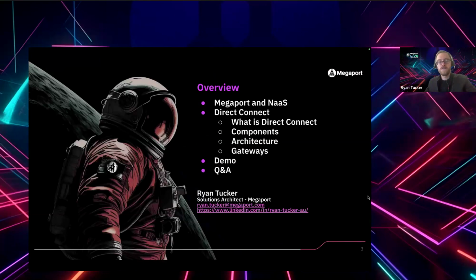So we'll start off as usual with a bit of an overview of Megaport and network as a service, how that fits together, where Megaport kind of fits into the picture, and then we'll go on to Direct Connect. We'll run through the different components that make up Direct Connect and what the architecture looks like, how those components fit together, and then a couple of the different gateways that are involved with Direct Connect and some of the ways that it gets deployed, some of the different ways that it can be used. We'll then jump into a demo and Q&A as well at the end if we happen to have anything come up that we haven't addressed as we go.